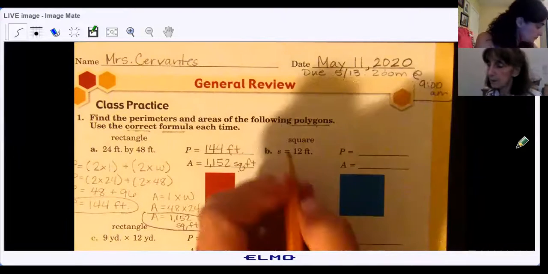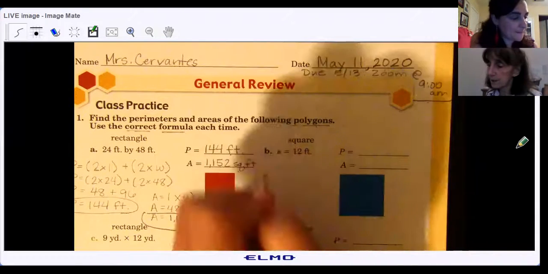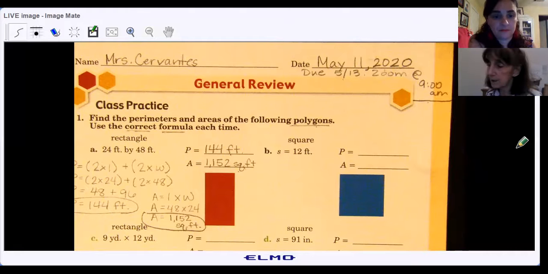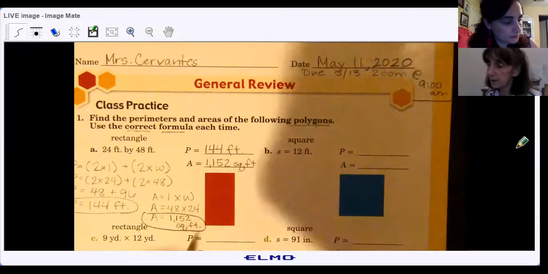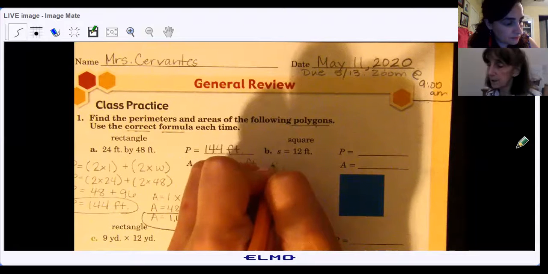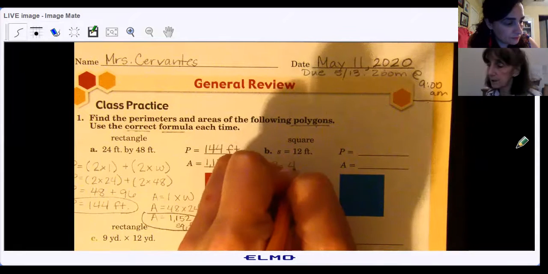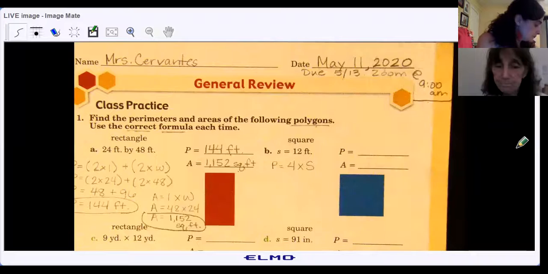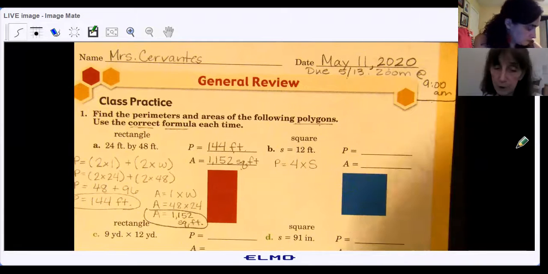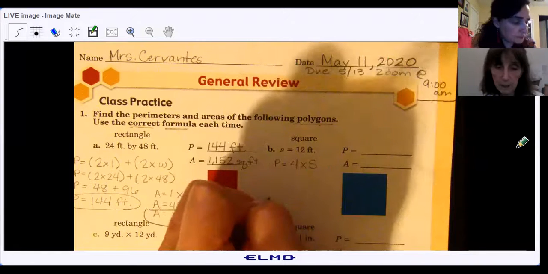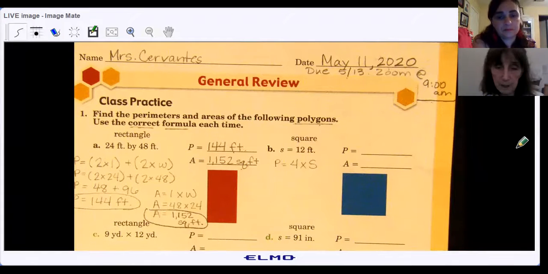Okay, so that's what you have to do on every figure. Part A, we did. Part B, you have to do C and D. We're not going to go over it. You know what the perimeter of a square is? Perimeter equals 4 times S. And the area is S times S. All right, it's in your handbook. Look it up. And if you don't know it, you should know it already.